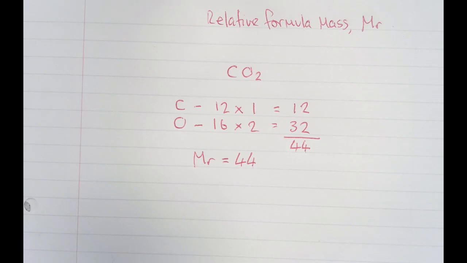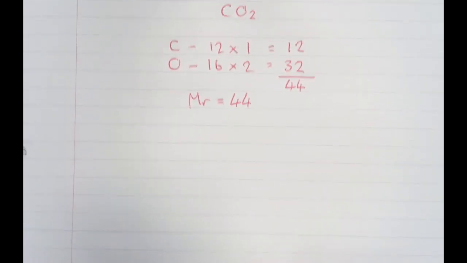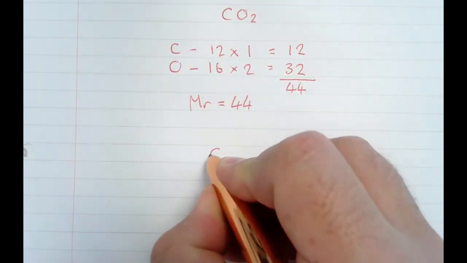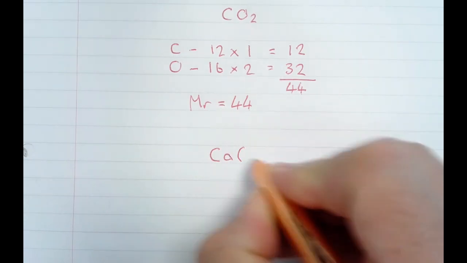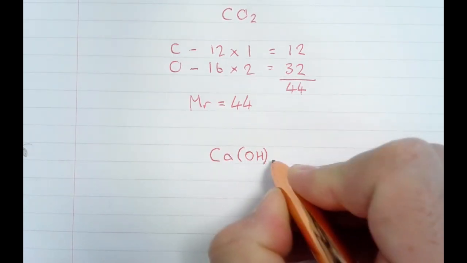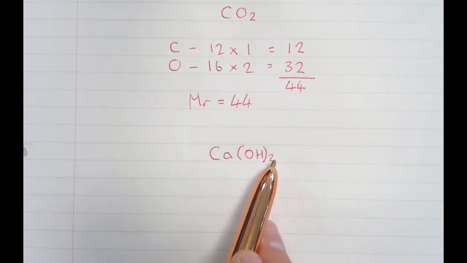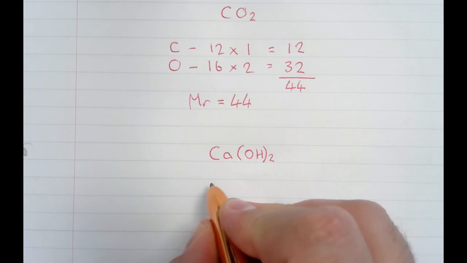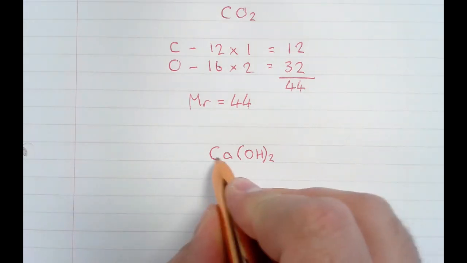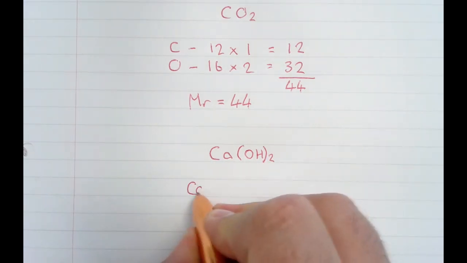We'll use a slightly more complicated example now, so we're going to look at calcium hydroxide. This is more complex because we have brackets. So we'll start off exactly as we did previously. The first element we encounter is calcium.